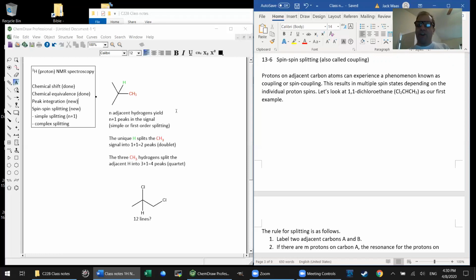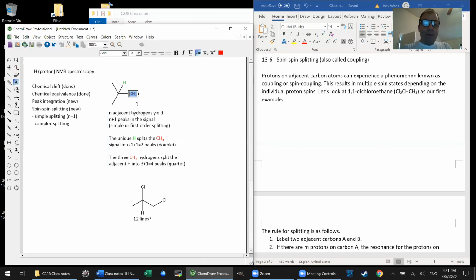The upshot of it all is, in the simplest case of spin-spin splitting, when you're looking at a resonance for a particular set of hydrogens, that resonance will be split into a number of lines. It will not be only one line, not just a singlet. And in the simplest kind of splitting, the number of lines that we will see for a given resonance is the number of adjacent hydrogens plus one.